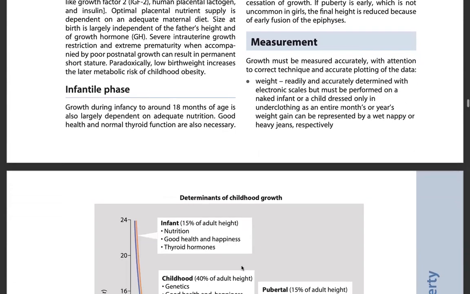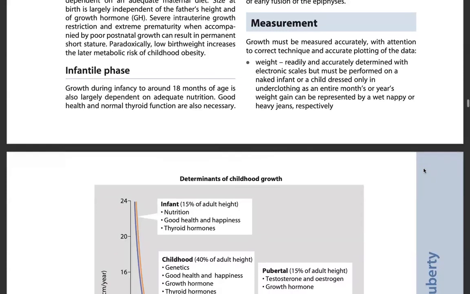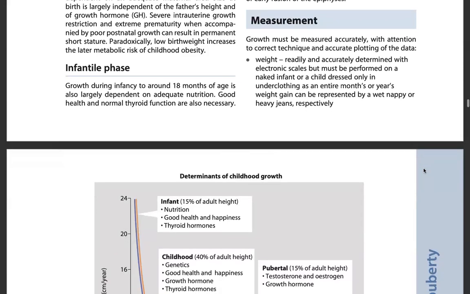Measurement: growth must be measured accurately, with attention to correct technique and accurate plotting of the data. Weight is readily and accurately determined with electronic scales, but must be performed on a naked infant or a child dressed only in underclothing, as an entire month's or year's weight gain can be represented by a wet nappy or heavy jeans, respectively.